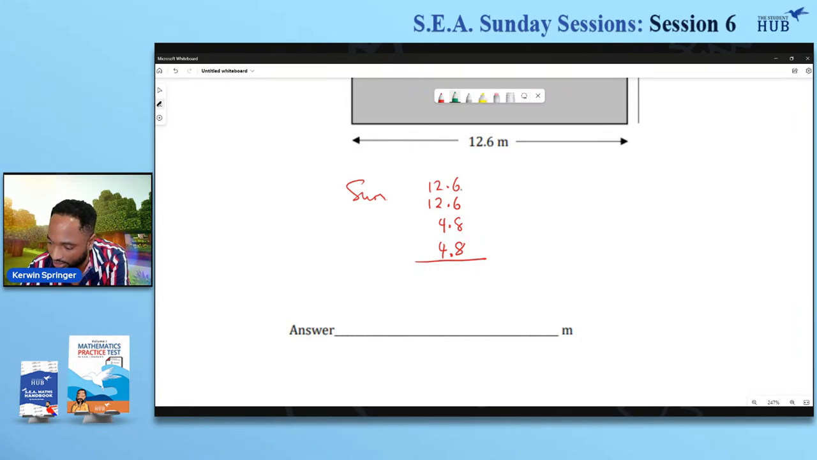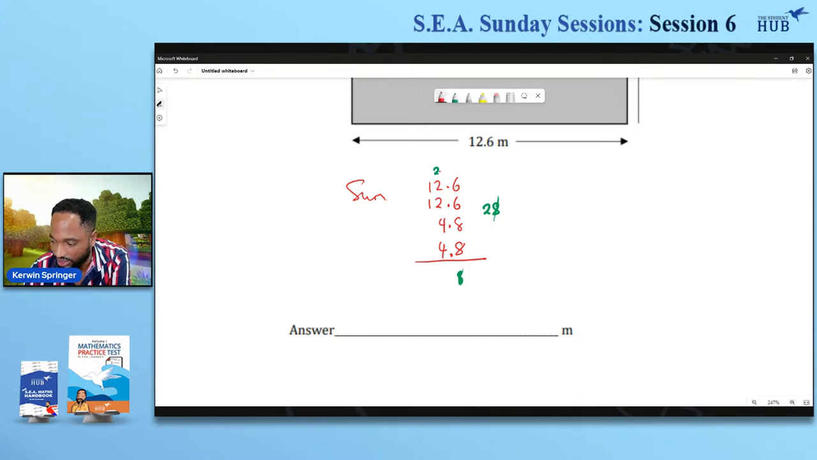8 and 8 and 6 and 6 is 14 and 14, which is 28. When I get 8 and 8, I get 16. Add on the next 6, I get 22. And 6, I get 28. So I'll put 28 here. I'll cross this 8 and put it there. I'll put a 2 there.